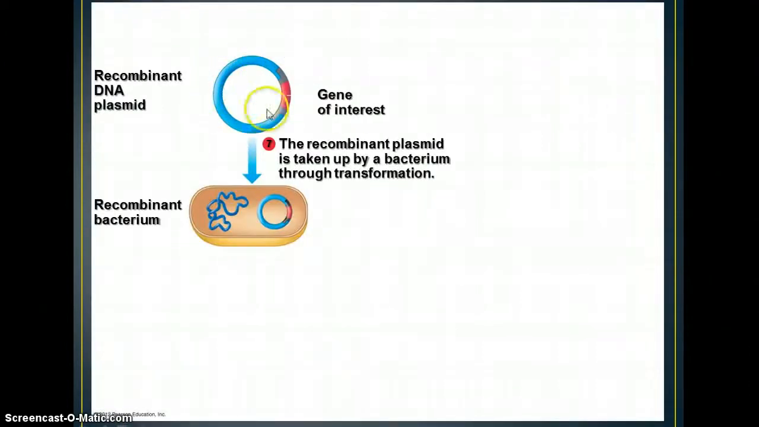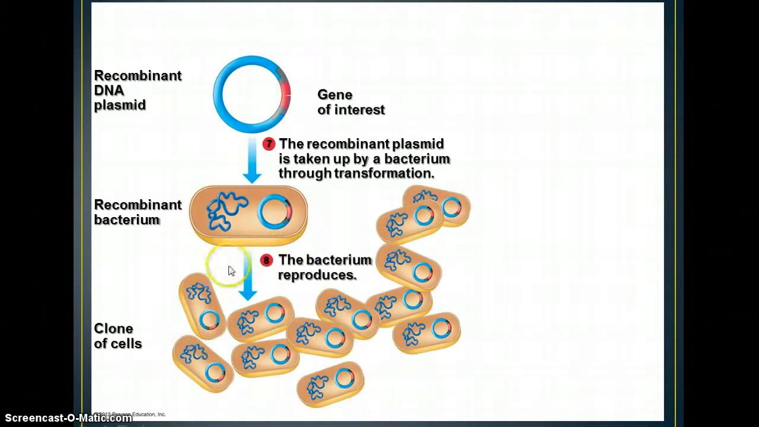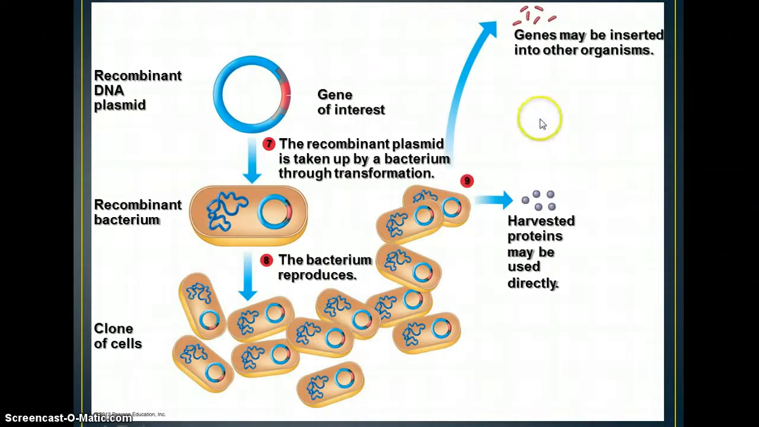Now we're going to put this recombinant DNA plasmid into a bacterium, and then as the bacterium reproduces, each daughter cell will have that gene that we're interested in cloning. The genes can sometimes be inserted into other organisms as a method of gene therapy, or the proteins that can be produced by this gene can be harvested and used directly.